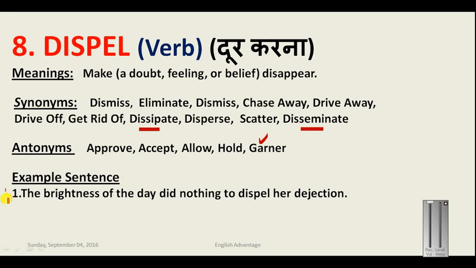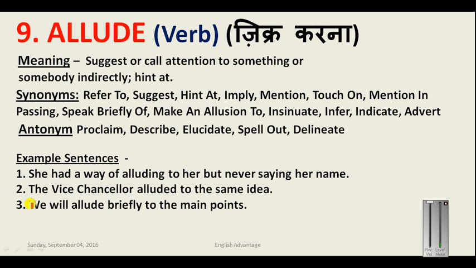Now let us look at the example sentence. The brightness of the day did nothing to dispel her dejection. She was very sad and very dejected, and the brightness could do nothing to dispel her dejection. So this is what this sentence means, and to dispel means to make a doubt, a feeling or belief completely disappear.